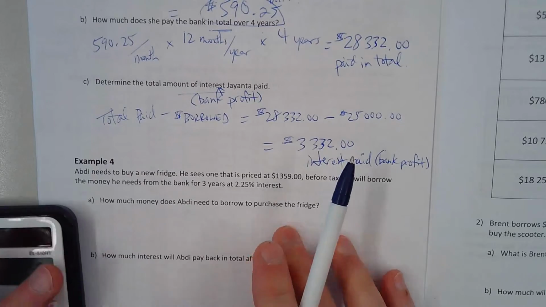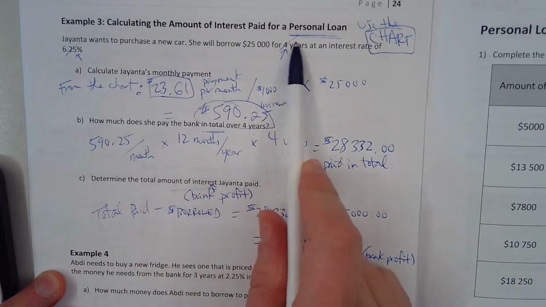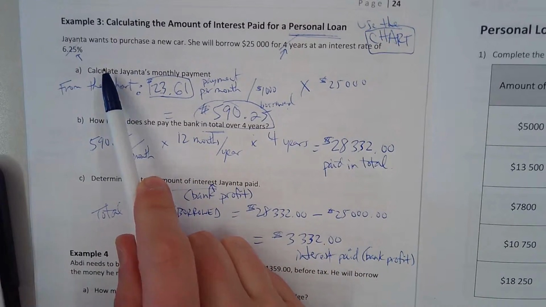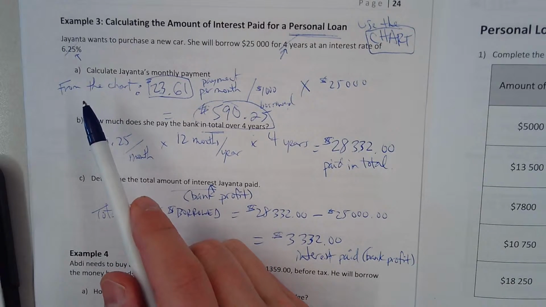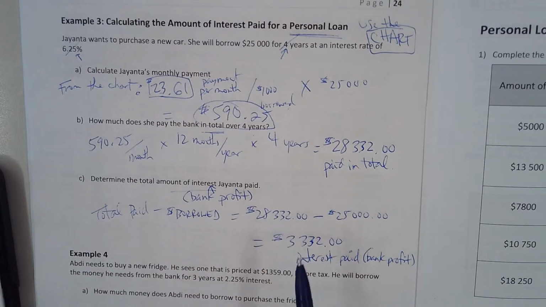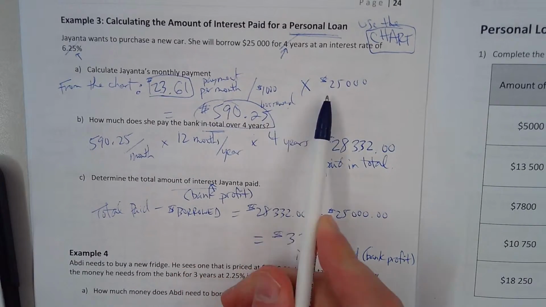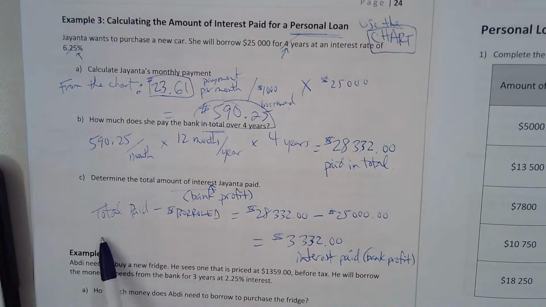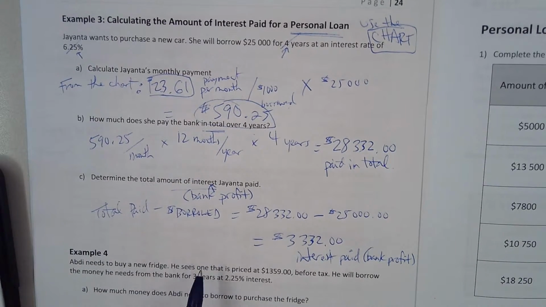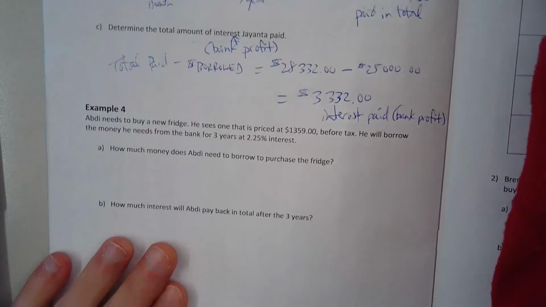Okay. So you can be guaranteed that this will be the kind of question you get on a test. Find the payment, find out the total amount paid back, and find out how much interest was paid. Okay? And you do it in that method. Use the chart, divide by 1,000, multiply by the loan, then multiply by months and years, and then subtract the amount borrowed from the total. So it's kind of a multi-step thing. But once you've done it enough times, you should be okay with it. Okay, example 4.